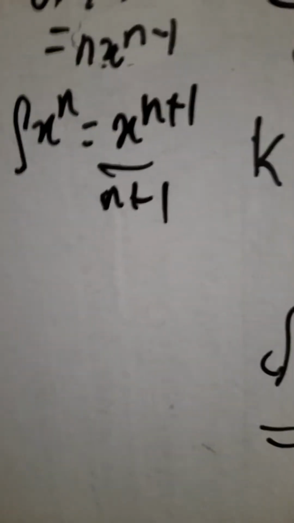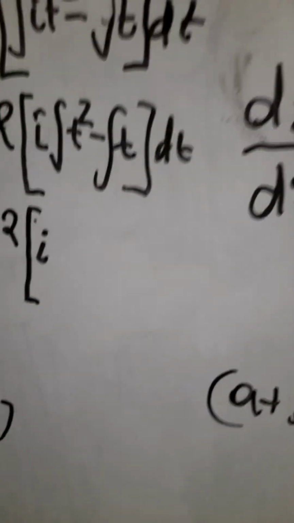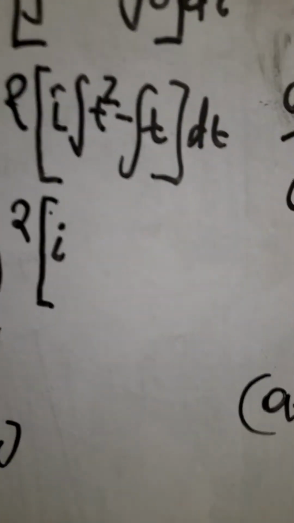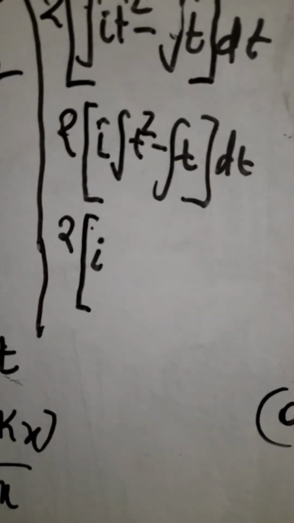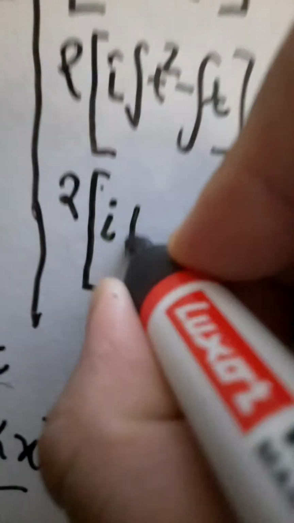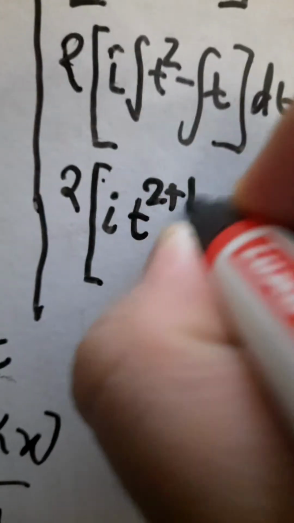Now t square integration, let's use this formula. Here n is 2, like x raised to n. X had n as its power. Here t raised to 2, t square. So 2 is t's power. Okay. So what we would do is add the power and divide by that added power. So t raised to 2 plus 1.